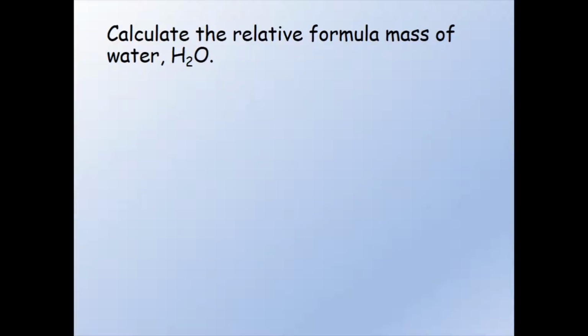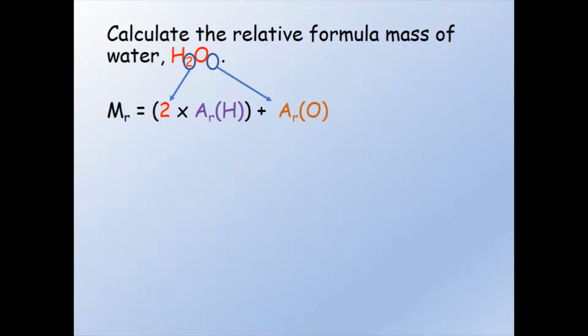Calculate the relative formula mass of water, H2O. To calculate the relative formula mass, we need to look at the formula, H2O, and especially also at the coefficients that we have. So we start with Mr equals 2 times the relative atomic mass of hydrogen, because we have 2 atoms of hydrogen here, plus the relative atomic mass of oxygen. There's no coefficient, and that means we only have 1 oxygen atom.